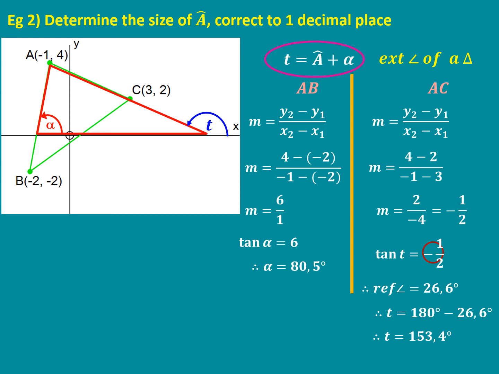So getting back to my original statement, that angle T is the exterior angle of my red triangle, T is equal to A plus alpha. If I substitute in the angles that I've calculated, T is 153,4, A we want to calculate, and alpha is 80,5. Then if I get A on its own, A will be 153,4 minus 80,5, which is 72,9 degrees.